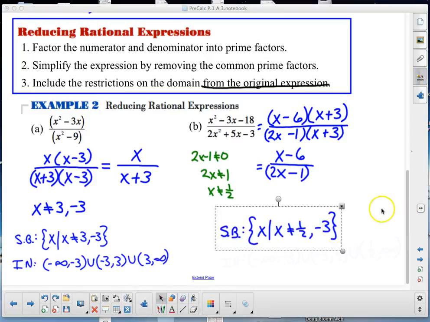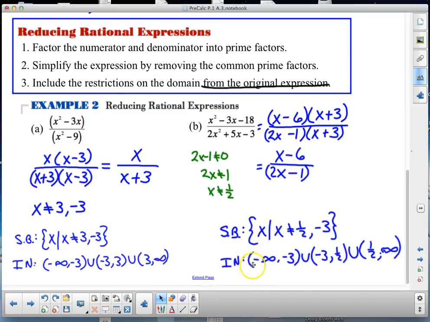So I'll write this in interval notation. In interval notation, I'm going from negative infinity to negative 3. And remember, it can't be negative 3, it can be around negative 3. So it's union, open from negative 3 to a half. It can't be a half, it can be around a half. And open from a half through infinity. So now we've got set builder and interval notation. I don't care which one you choose. I'm going to be honest with you, the more restrictions you have, the easier it is to use set builder notation.